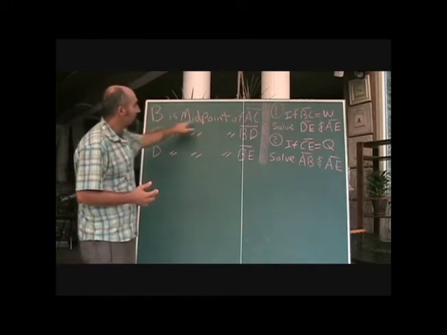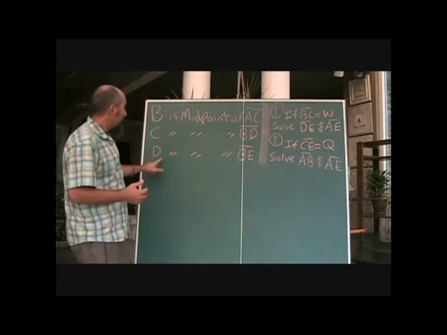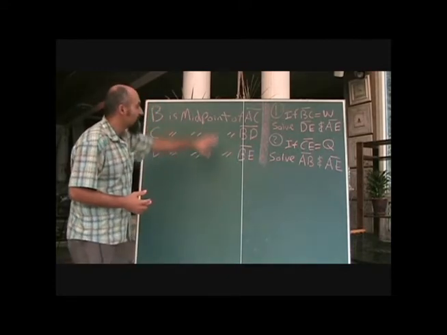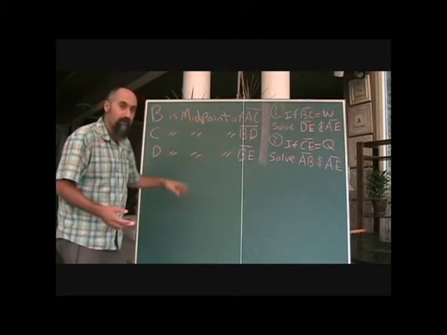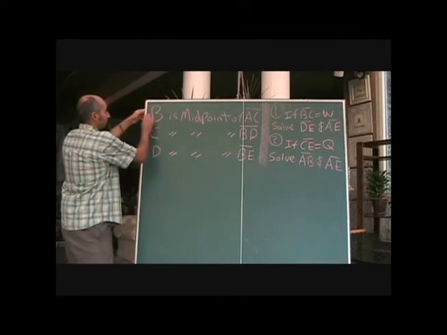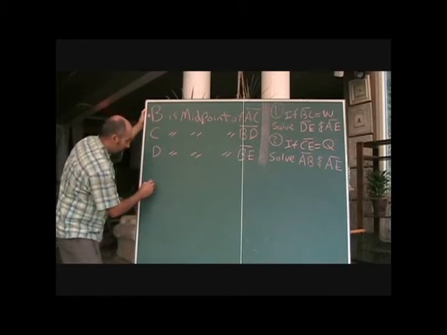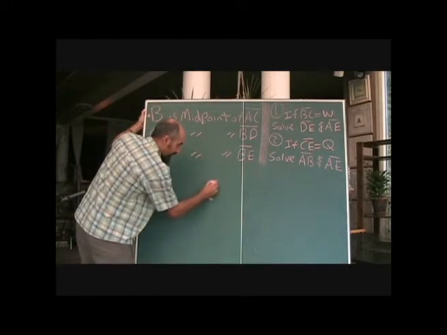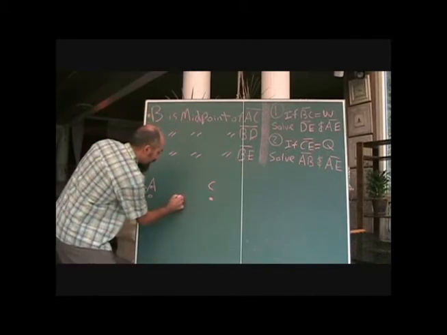Okay? So B is the midpoint of AC, C is the midpoint of BD, D is the midpoint of BE. If you try to solve this in one shot, you're going to have a seriously hard time because there are a lot of little variables there. So let's do this one step at a time. B is the midpoint of AC, so let's draw AC. Here's point A and point C. And B is the midpoint of AC, so B is going to be right in the middle.